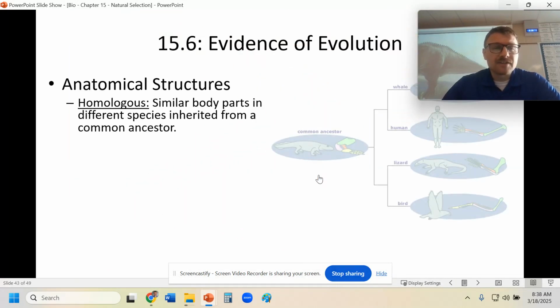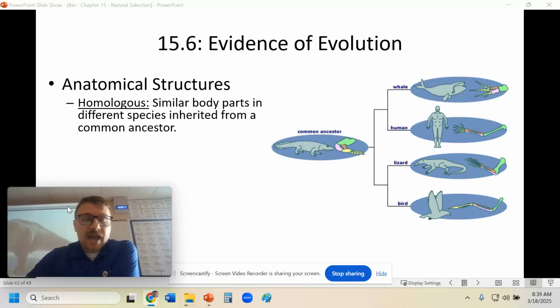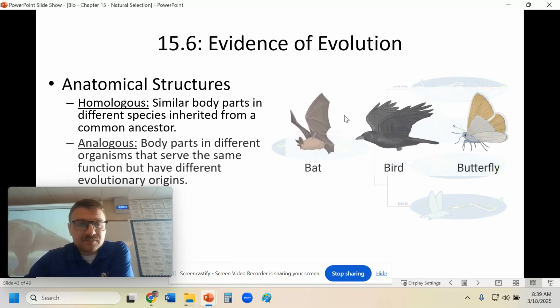Now, we also have something called anatomical structures. These are structures that show us how things have evolved throughout time. So we have something called homologous structures. These are structures that are similar because they are inherited from a common ancestor. You can see here, this one bone, two bone, many bone feature is seen in all tetrapods, but how that tetrapod arm has evolved is different because whales evolved differently than humans, lizards evolved differently than birds. Their needs were a little bit different, so these appendages evolved a little bit differently.